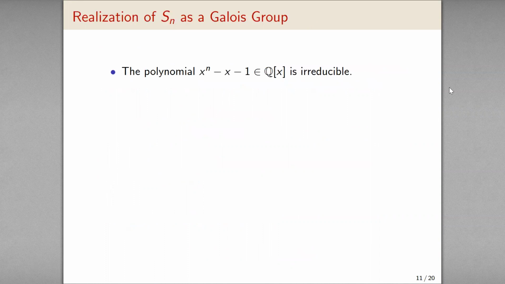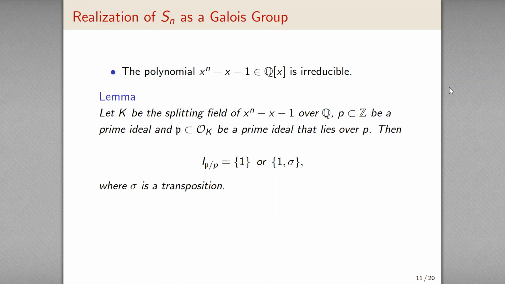We are now close to showing that S_n can be realized as a Galois group. First, we claim that the polynomial x^n minus x minus 1 is irreducible over Q. The proof is a little messy, but briefly, one looks at the polynomial x^n minus x minus 1 and its reciprocal polynomial, and shows that they don't share any common root. And it goes on from there.